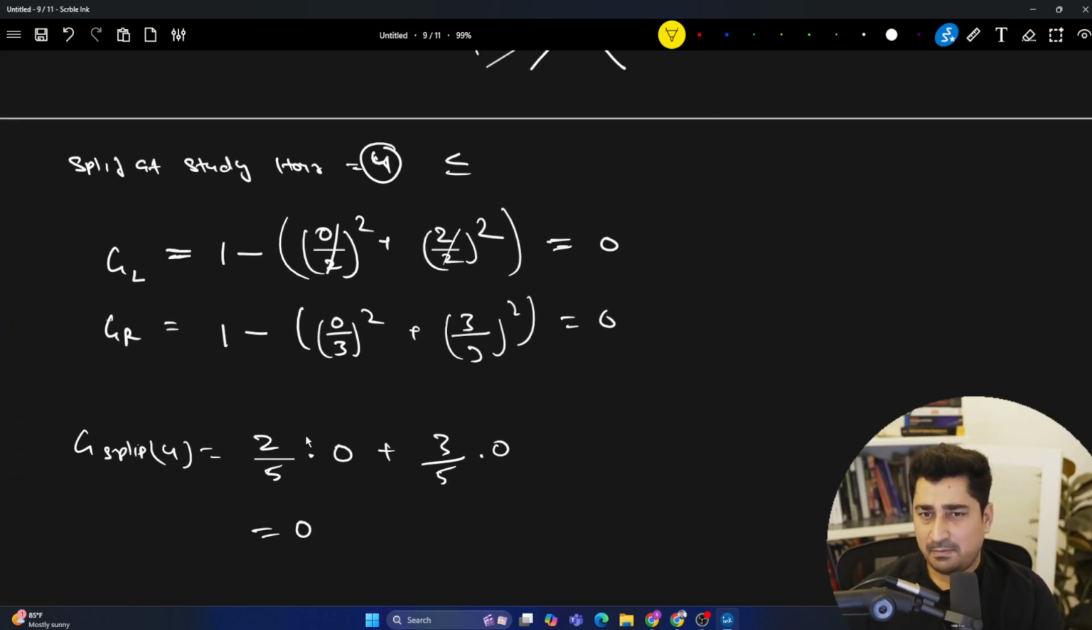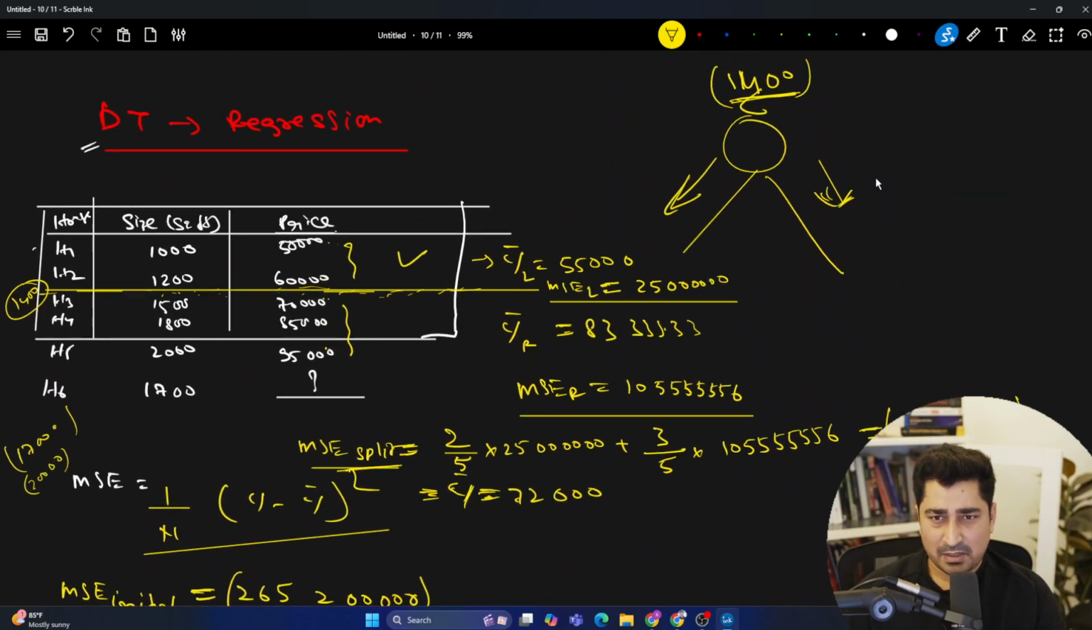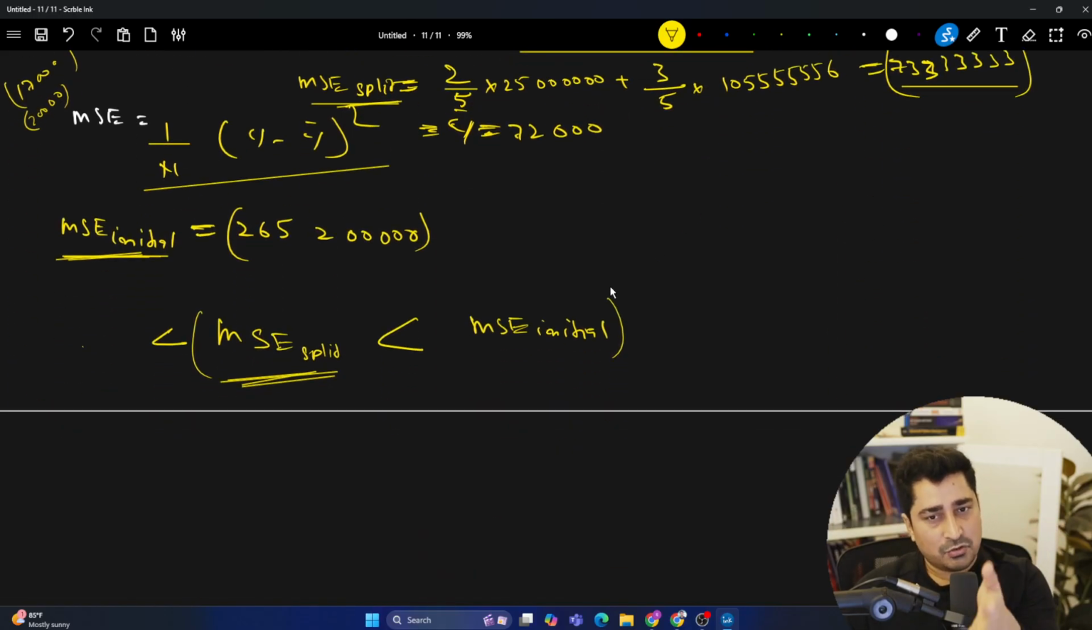Same thing we have done even before, right? So why have we selected the split at 4, not at 6? Because 4 was giving me less Gini, meaning less impurity. Similarly, here at 1400, you can go ahead and calculate with respect to 1600 or 1700. It should obviously be lesser than the initial MSE.